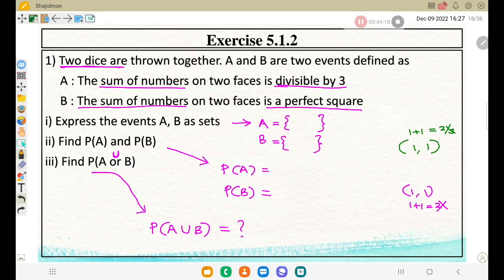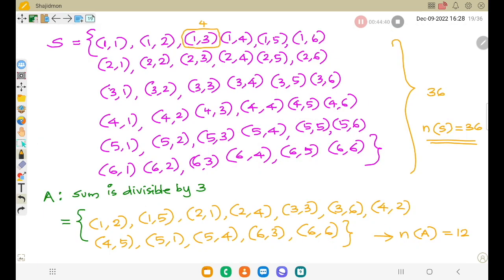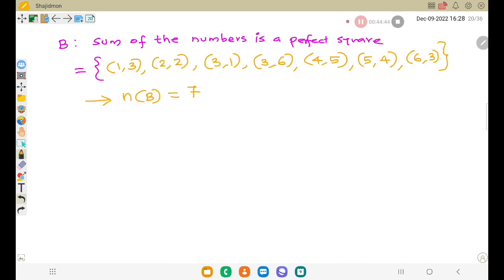So this is our first question: express the events A and B as sets. Find what the A set and B set are. Now we calculated that one, correct? Now we calculate the second part of the question, the probability of A and the probability of B. The first part, we did that one. This is the first part of the question, what A is and what B is.